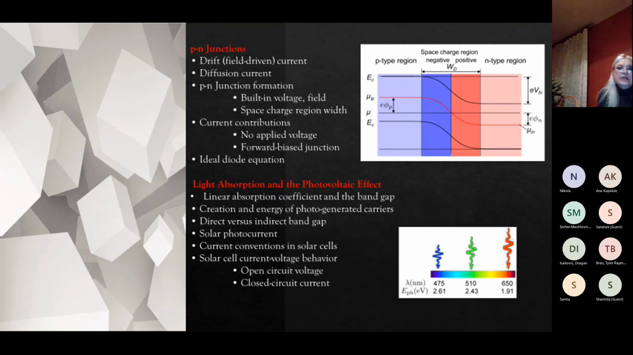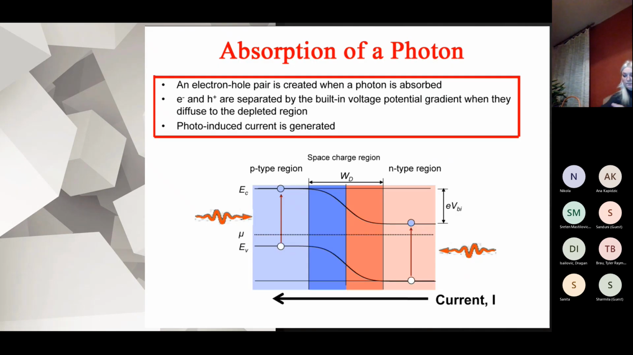So now we go to the second part, which we call light absorption and the photovoltaic effect, where we can see how the solar cell is working. Before we see that, we have to know something. We also have to define absorption and that kind of stuff, but we're going step by step.